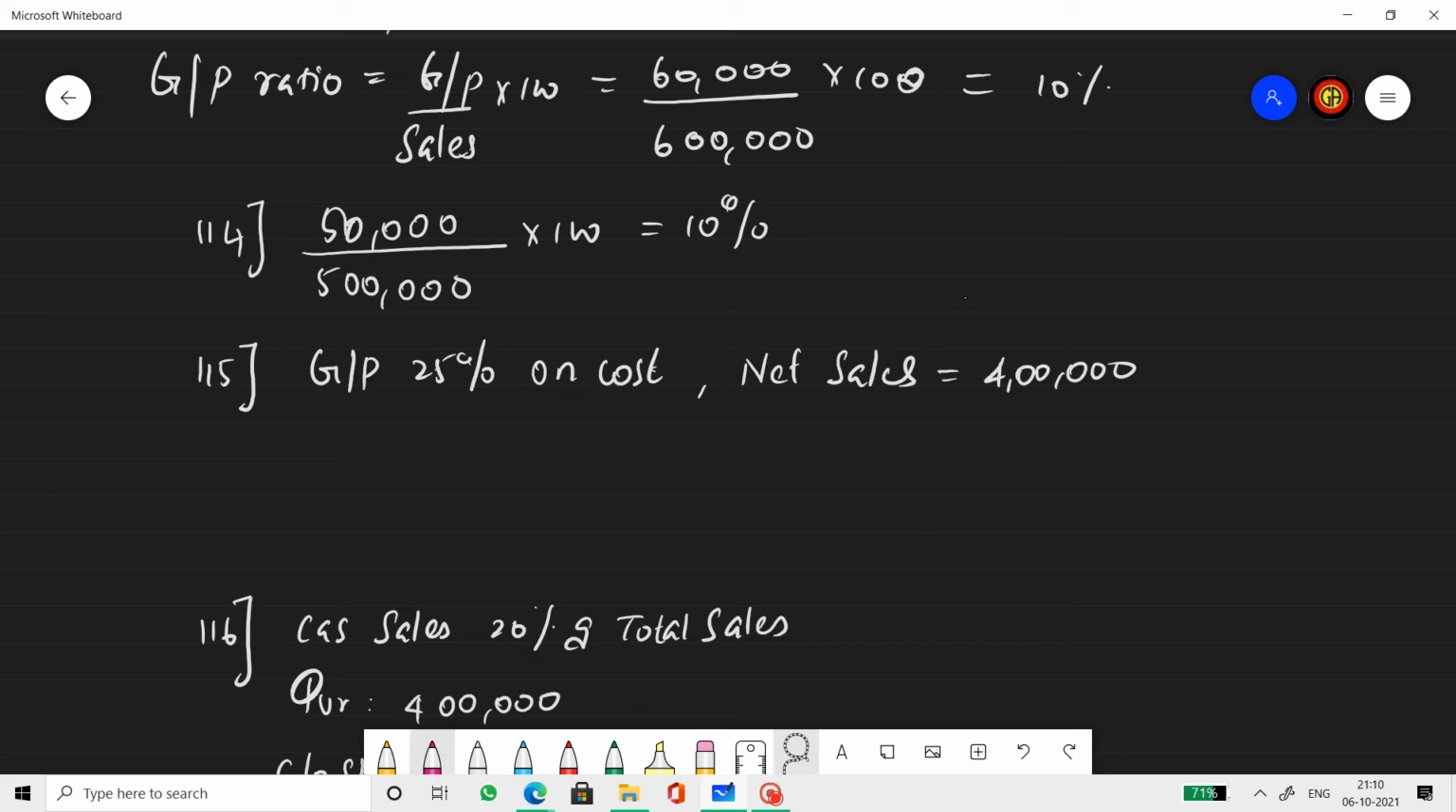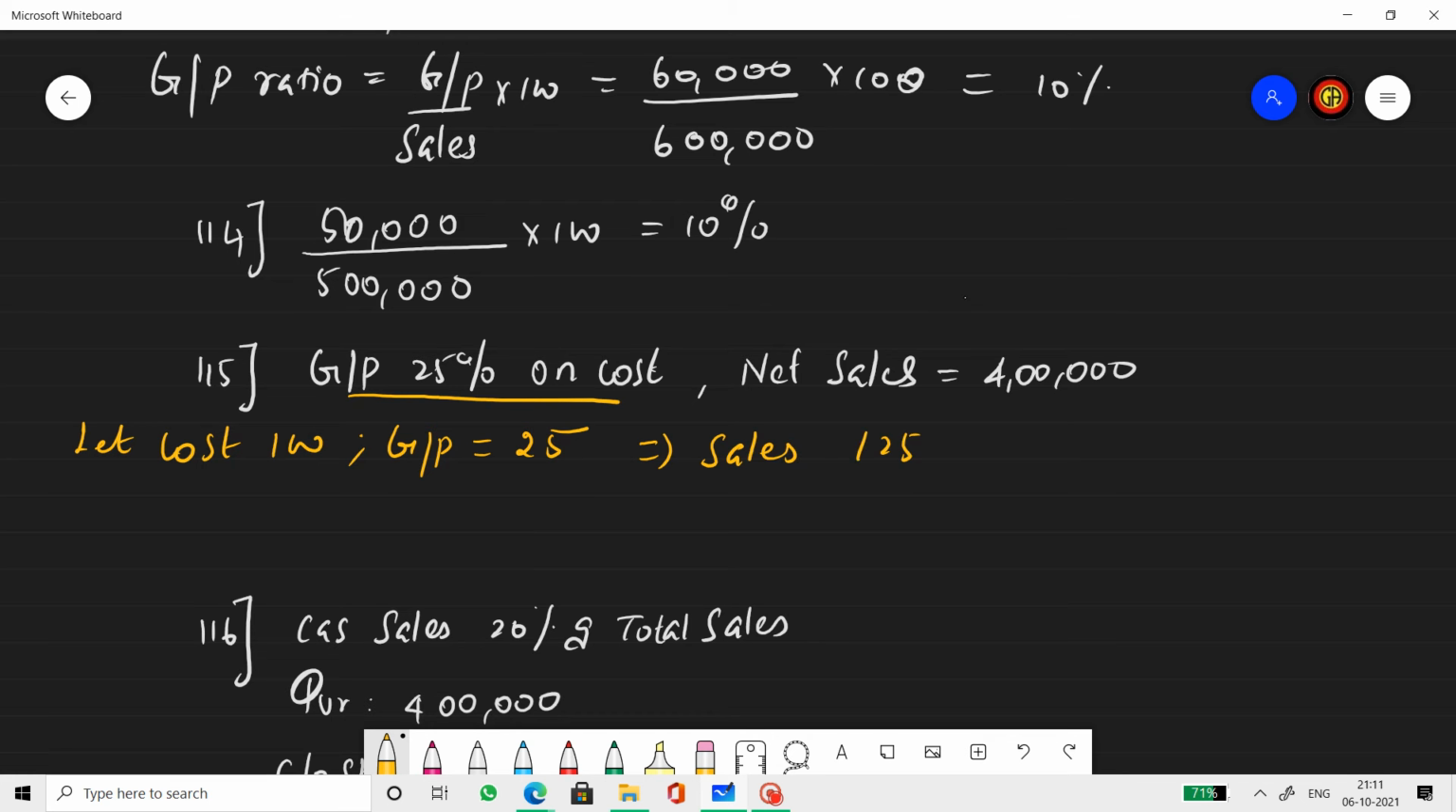So when gross profit percentage is on cost, let's consider cost. Let cost be 100. So GP will be 25% of 100, which is 25 rupees. Hence, the sales will be 125. Now do direct variation.